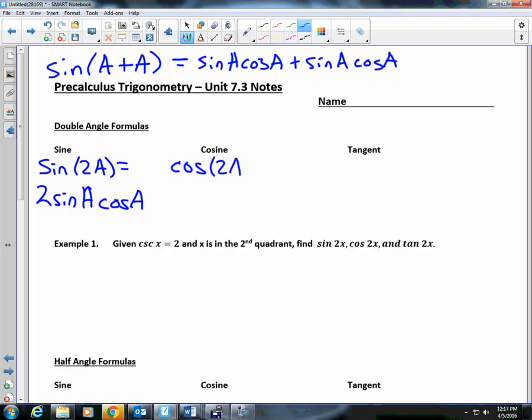Cosine of a double angle is equal to cosine squared of the angle minus sine squared of the angle. Or 2 times cosine squared of the angle minus 1. Or 1 minus 2 sine squared of the angle.